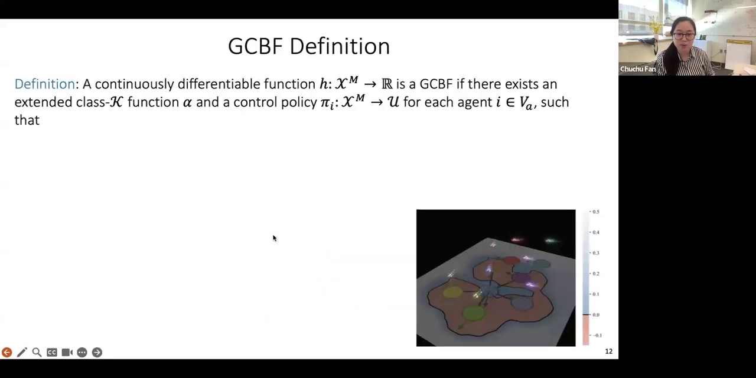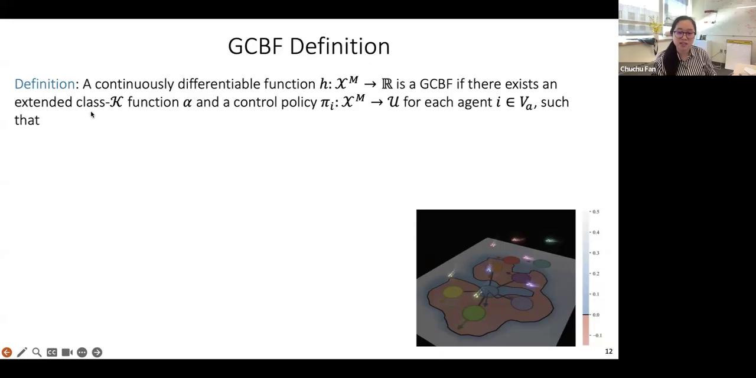Once we have that, what's the definition of GCBF? It is very similar to a traditional CBF with a few exceptions. A GCBF is a continuously differentiable function h that takes in a vector of size M. This big M is the number of agents that I care about, and M is not just the dimension; M multiplies the exact dimension of each system. This continuously differentiable function h is a GCBF if there exists an extended class kappa function alpha.